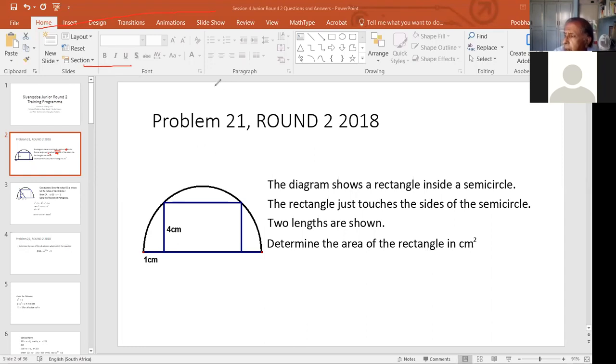Okay, so let's see. To find the area of a rectangle, the area of a rectangle is length times breadth, as we all know. So we need to work out the breadth. We've got the breadth is 4. We need to work out this length here. Now we do know that this is a rectangle, so we can put a 90 degrees here, like that.